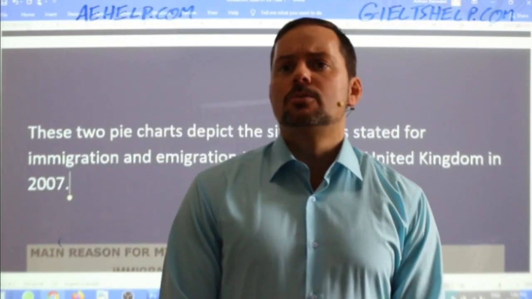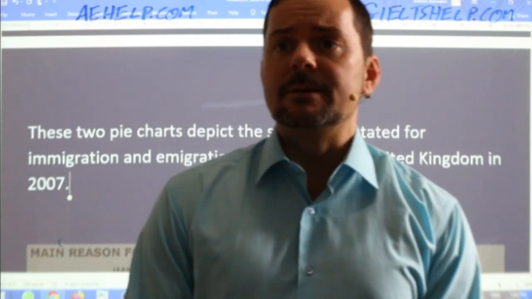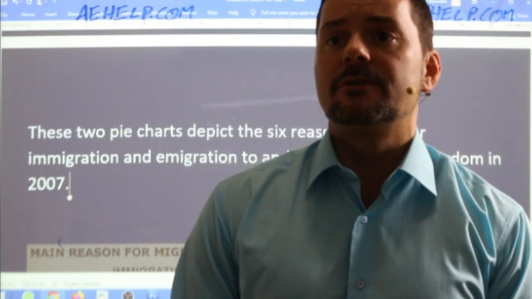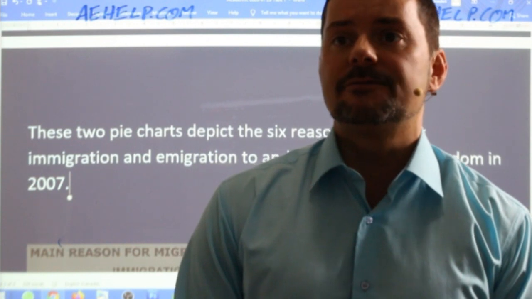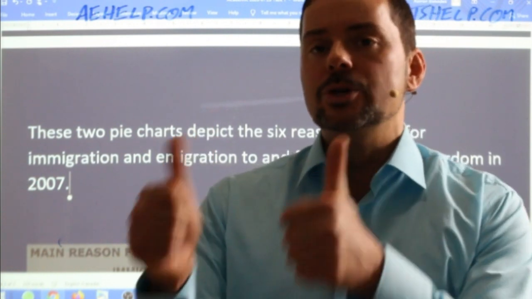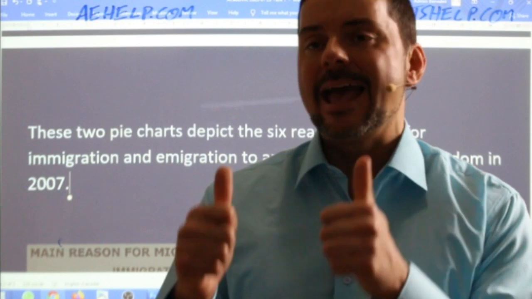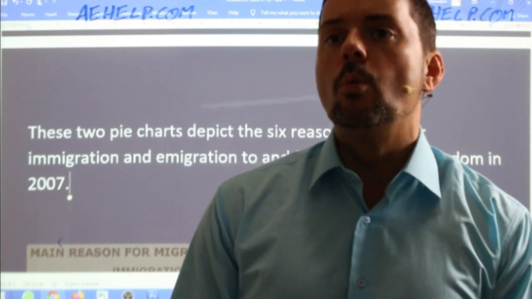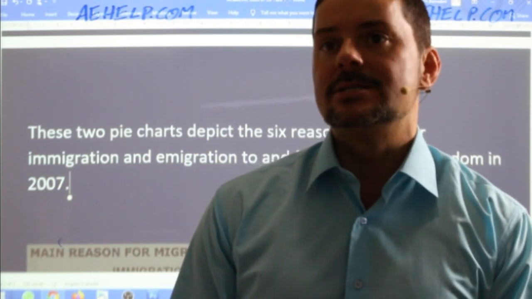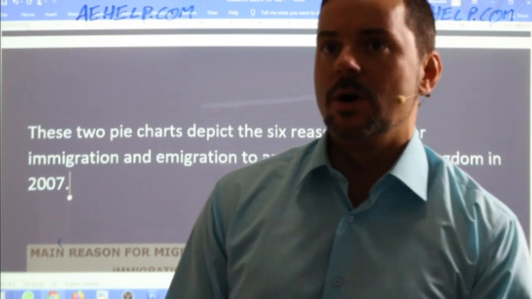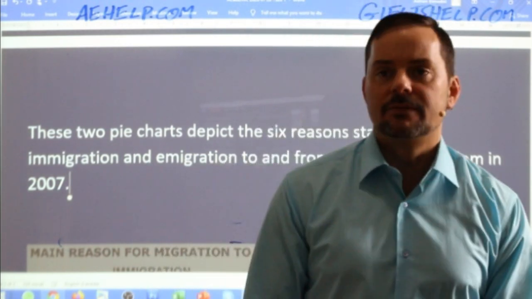Kesey says these 2 pie charts represent the percentage of people who immigrated and emigrated to and from the UK in 2007 for 6 reasons. Beautiful, clean, accurate writing, Kesey. Well done. That's a band 9 level start to this task 1. Good job, Kesey. Pat yourself on the back.